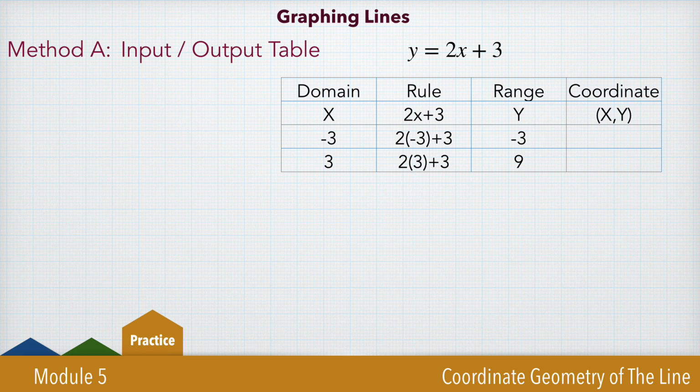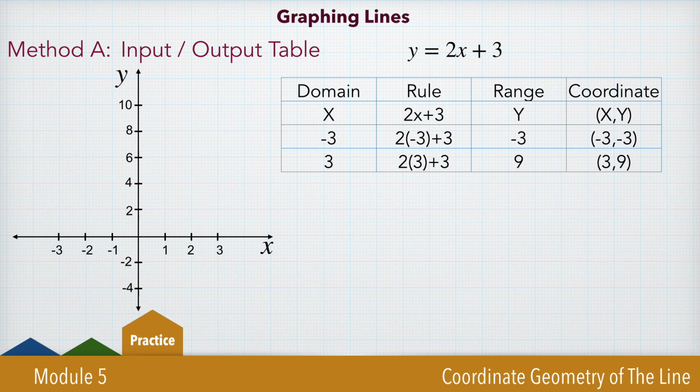We will now write the x and y values as coordinates to make it easier to read when we are plotting them. On the coordinate diagram, we will plot the first point, minus 3, minus 3, and then the second point, 3, 9. We will place a ruler alongside the 2 points and draw a line joining the points. As the points are at each end of the required domain, we will not extend the line past the points.